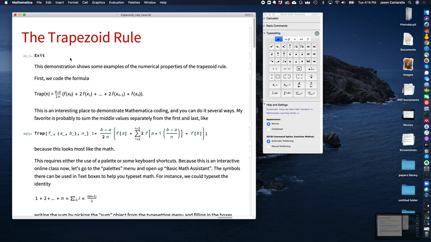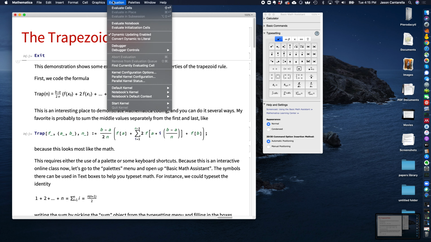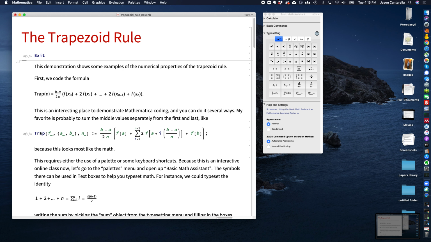Demonstration of the trapezoid rule. I'm opening up the notebook, Trapezoid Rule New, from the course webpage, and I'll just start at the top. Exit will restart the kernel, so it's a little quicker than going to the evaluation menu and picking quit kernel and then start kernel, or restarting Mathematica altogether. And it's a nice way to clear your workspace.